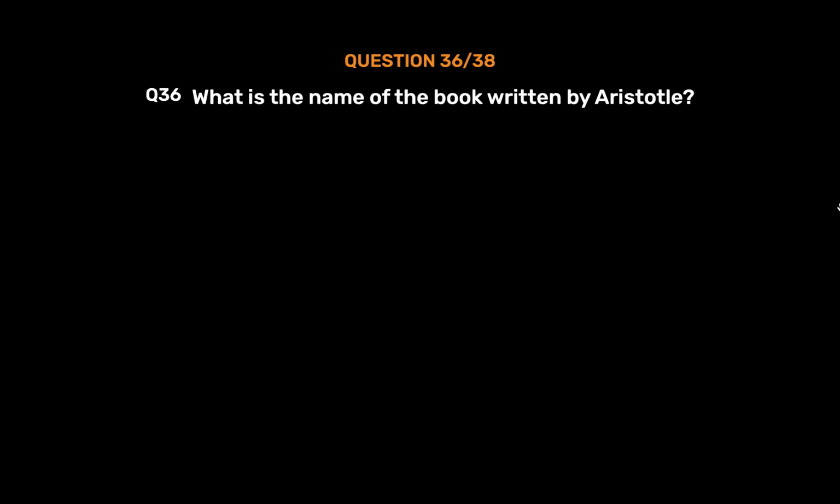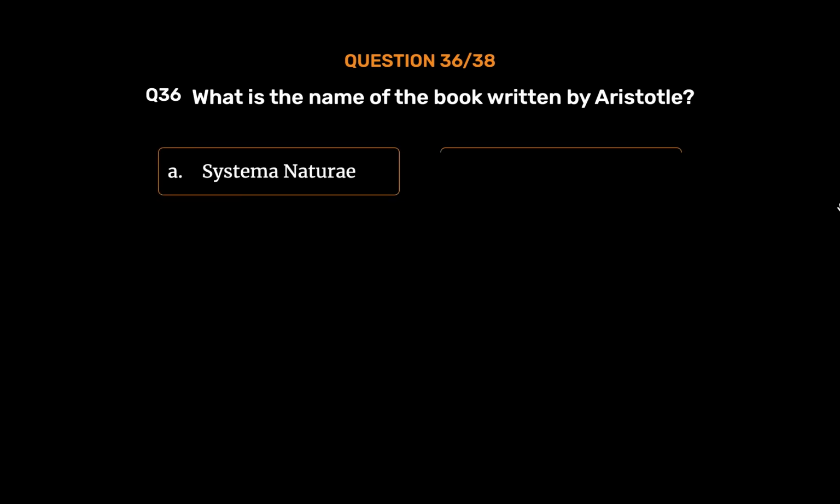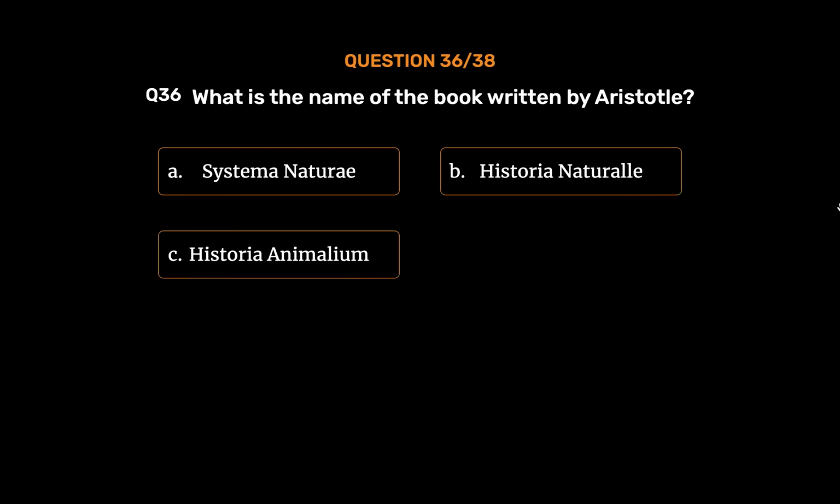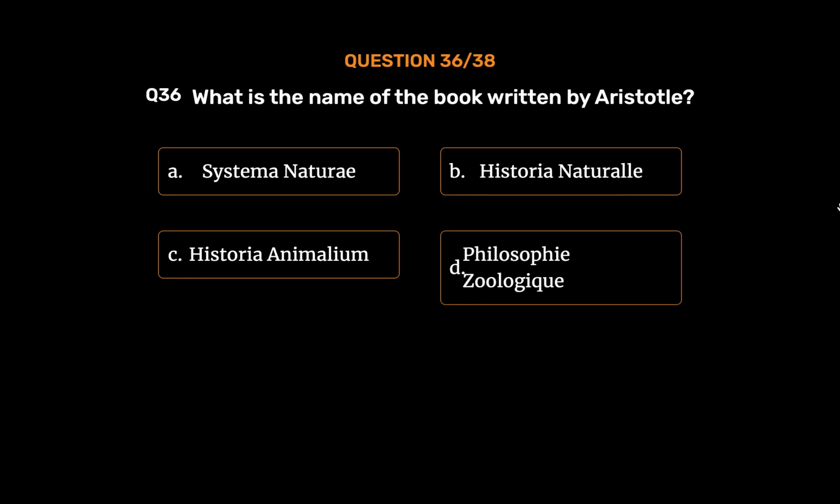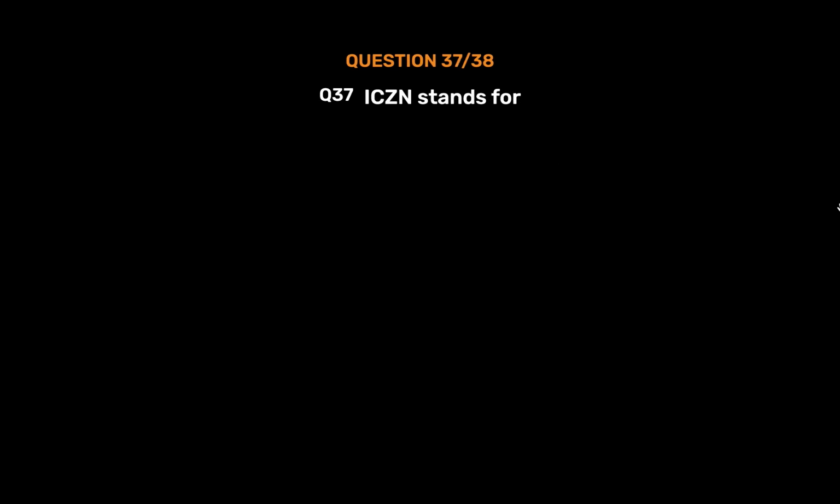Question number 36. What is the name of the book written by Aristotle? Option A. Systema Naturae. Option B. Historia Naturae. Option C. Historia Animalium. Option D. Philosophiae Zoologicae. The correct answer is Option C. Historia Animalium.